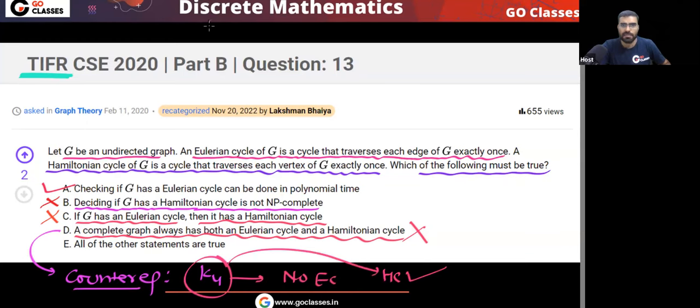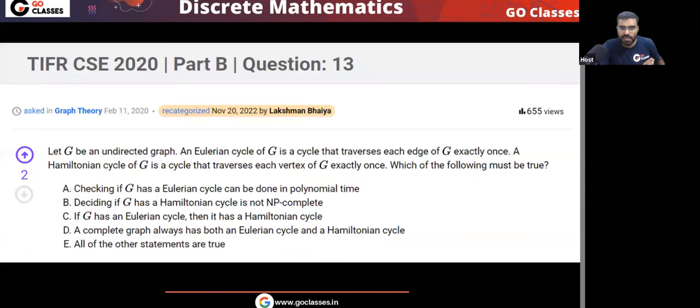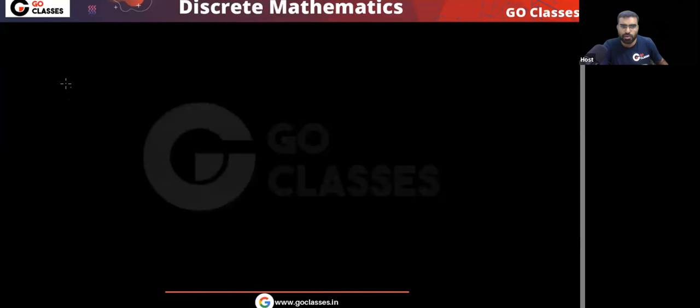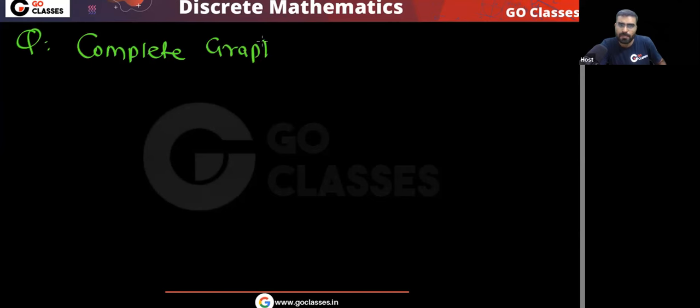You can notice in this K4, there is no Euler circuit, but there is a Hamiltonian cycle. Can I say a complete graph always has a Hamiltonian cycle? This is my question. Can I say a complete graph always has a Hamiltonian cycle?